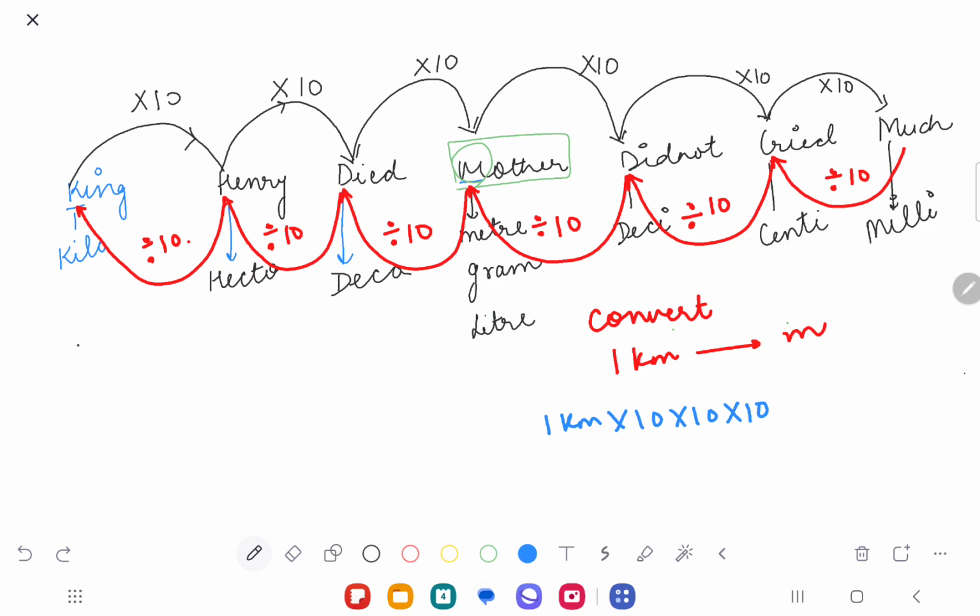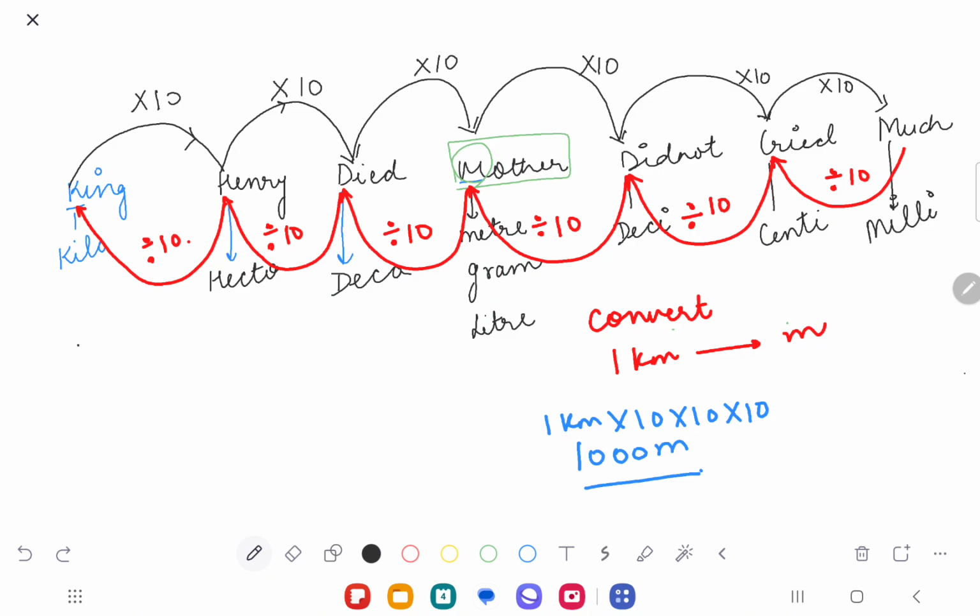Are you understanding? Lower down the camera a bit, I can't see you. Because it is taking me 3 steps to move forward, I will multiply 1 kilometer, whatever the value I have to convert, with 3 times 10. So my answer shall be 1000 meter.